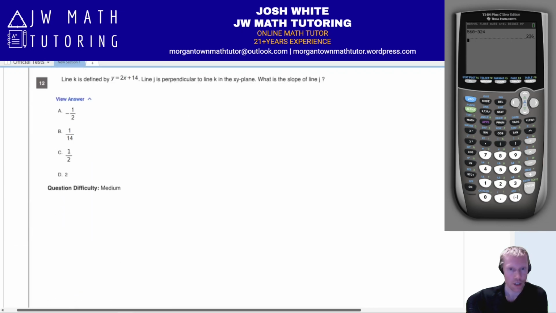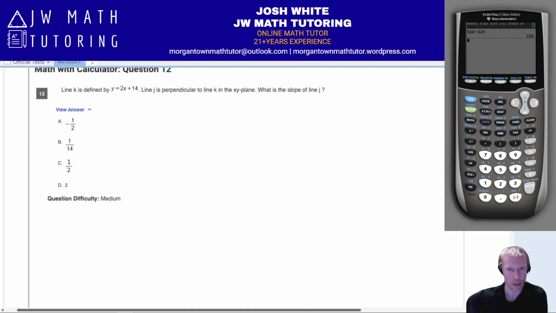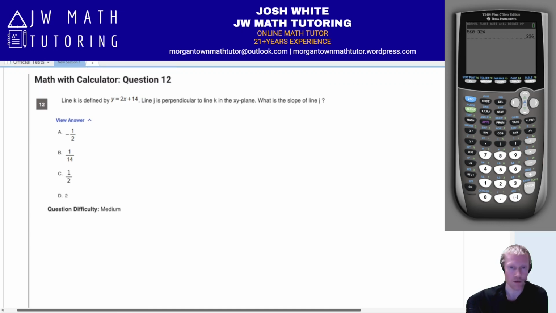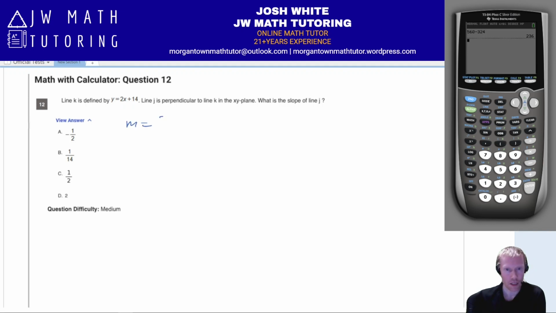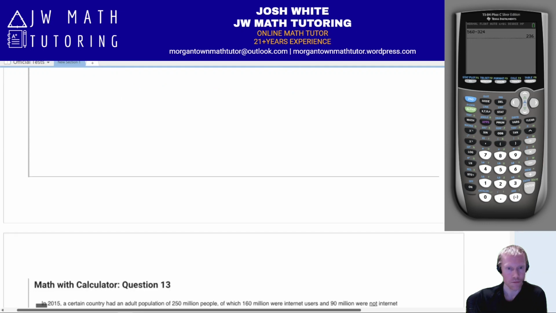Now, in question number 12, here again is another question dealing with information related to lines. So the slope of this given line is going to be 2. The slope of line J, which will be perpendicular to that, will be its opposite reciprocal. So I'll just say the slope of the perpendicular line is going to be the opposite reciprocal of positive 2, which is negative 1/2. So the correct answer is just letter A, negative 1/2. Nothing else to do.